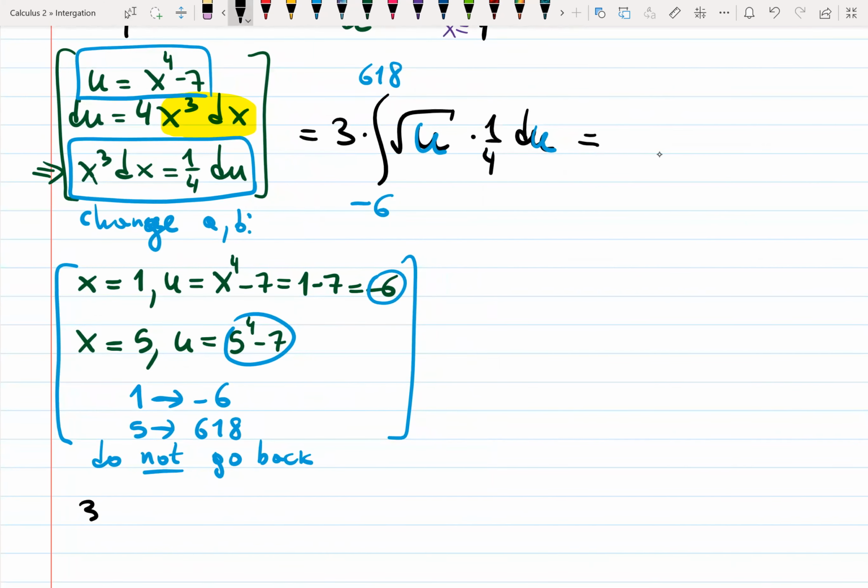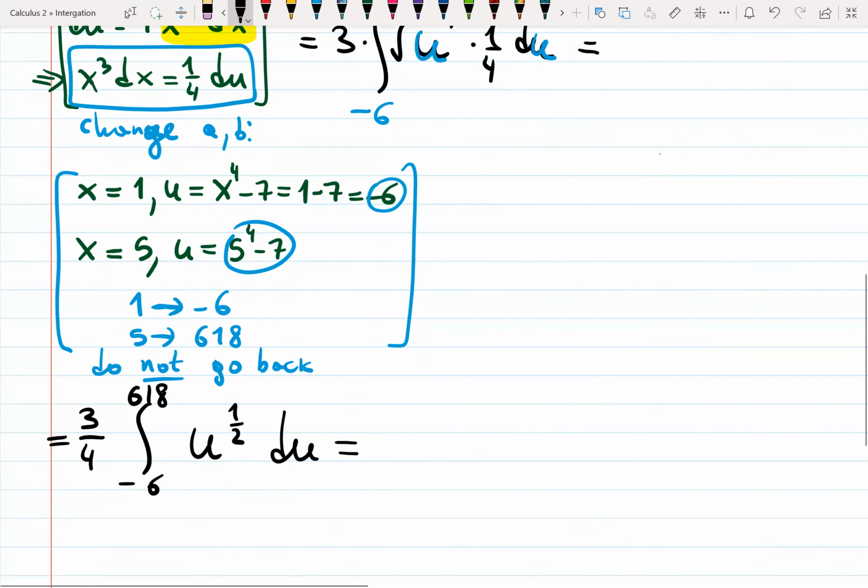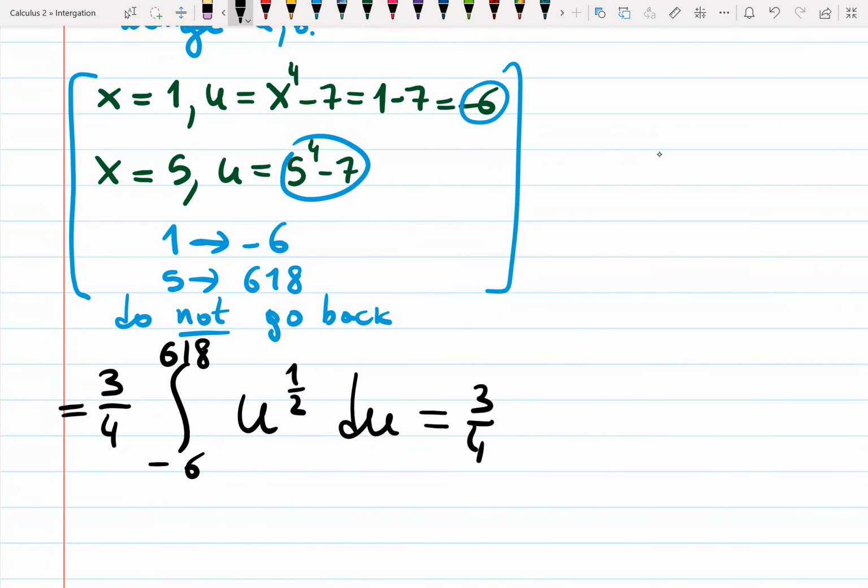So I have 3 and then 1/4, I will kick it out as well. I always do that because I can. Minus 6 and 6, 1/8, u to the 1/2, that's the square root of u, du. And I need to remember the power rule. Power rule says it will be u to the 1/2 plus 1, over 1/2 plus 1. So 3/2 divided by 3/2. Checking something. Oh, yeah, I see. Good. Bar, minus 6, 6, 18.